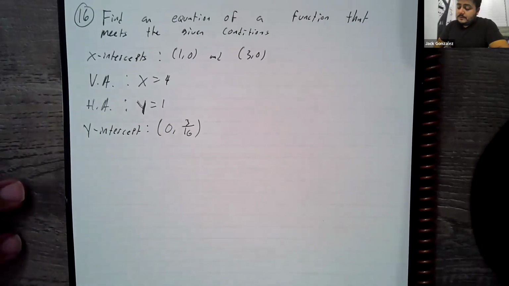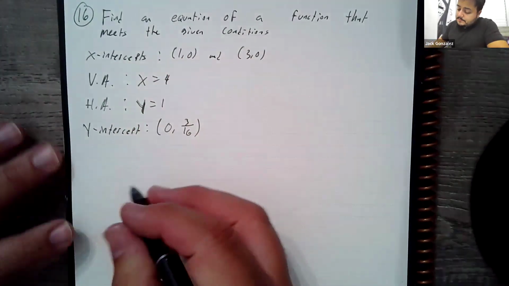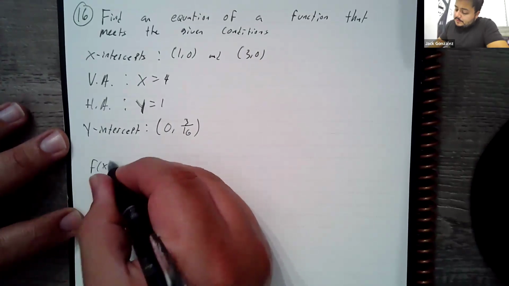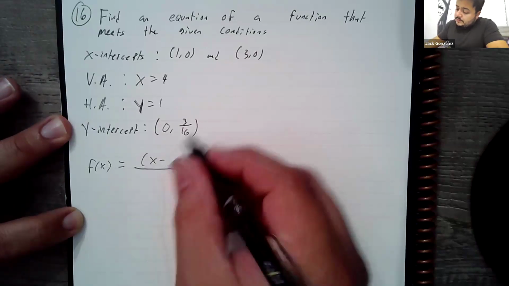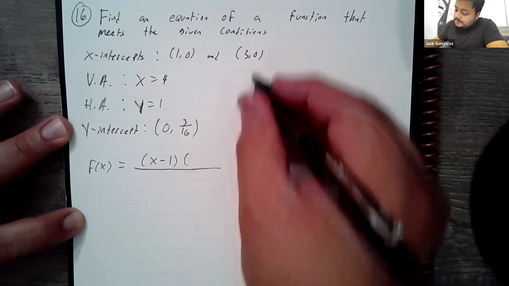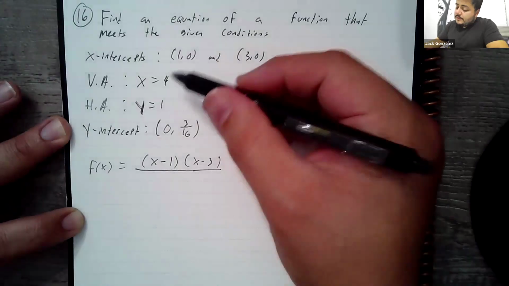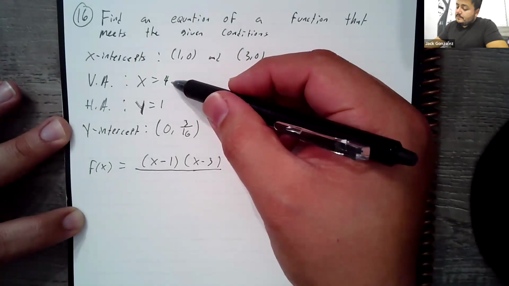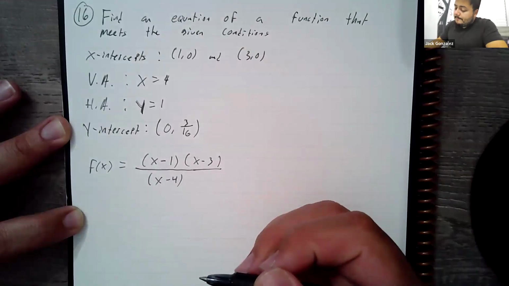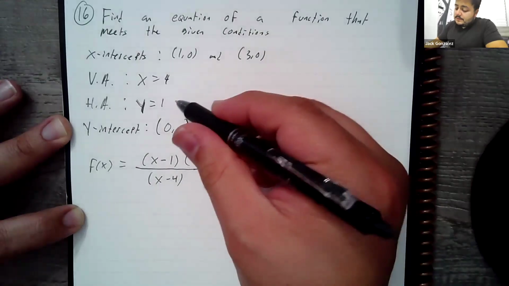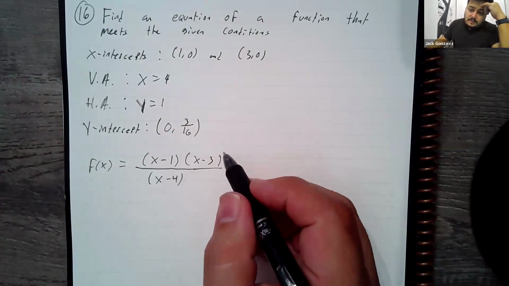So we kind of have to work backwards. If there are x-intercepts, that means there are zeros. So that means your function has to have x minus 1, because that would make it a 0. X minus 3 would make this a 0. If it has vertical asymptote x equal to 4, then I have to have one of these down here. Now, since the horizontal asymptote is 1, that means I have to have the same degree on the top and the bottom.